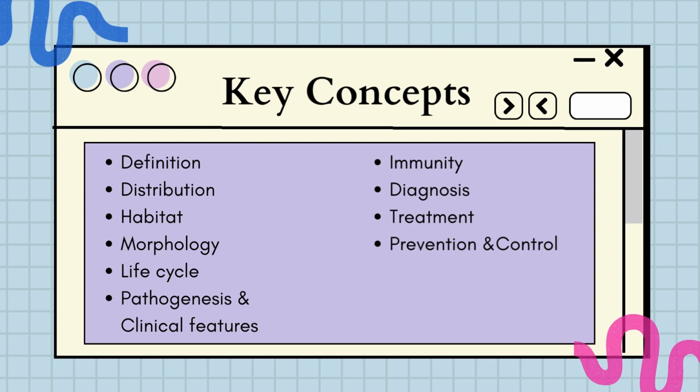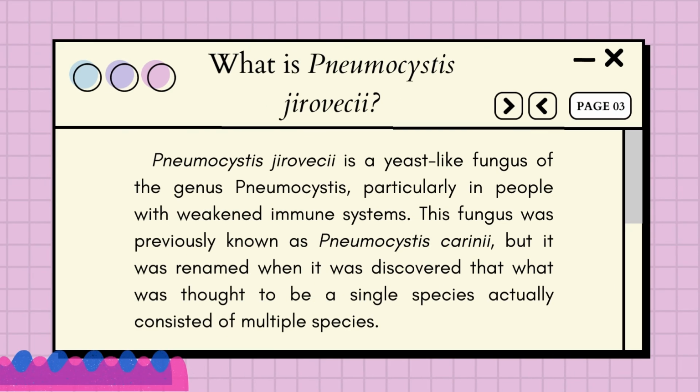to discuss. We have first its definition, distribution, habitat, morphology, life cycle, pathogenesis and clinical features, its immunity, diagnosis, treatment, and lastly, the prevention and control. So what is Pneumocystis jirovecii?